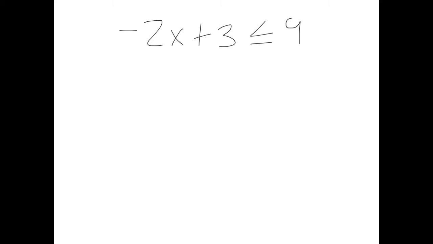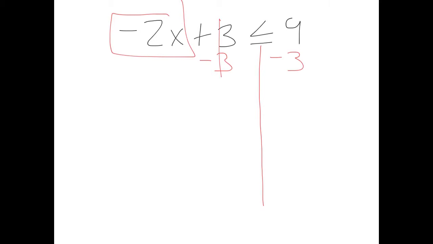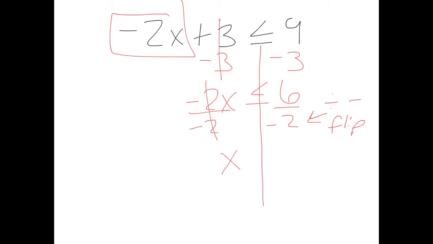Alright, then we got into some inequalities. Inequalities had some very similar things. We box. When we see a plus 3, we minus 3. Minus 3. Those cancel. Bring down my negative 2x. Bring down my symbol. 9 minus 3 is 6. When it's beside it, I divide it. Divide both sides by negative 2. Anytime I divide by a negative, I have to flip. So those cancel. X, I flip the symbol. 6 divided by negative 2 is negative 3.